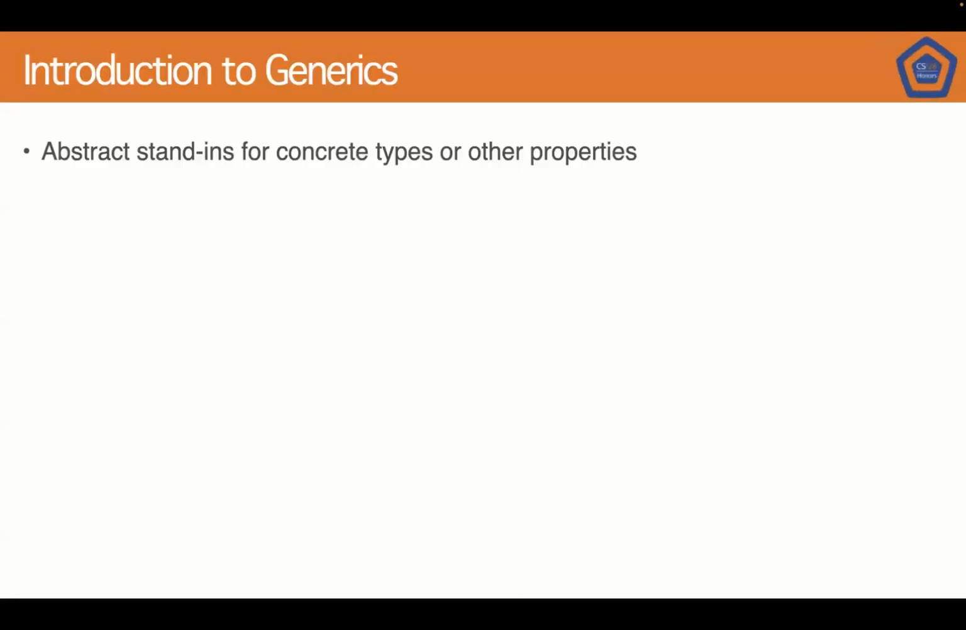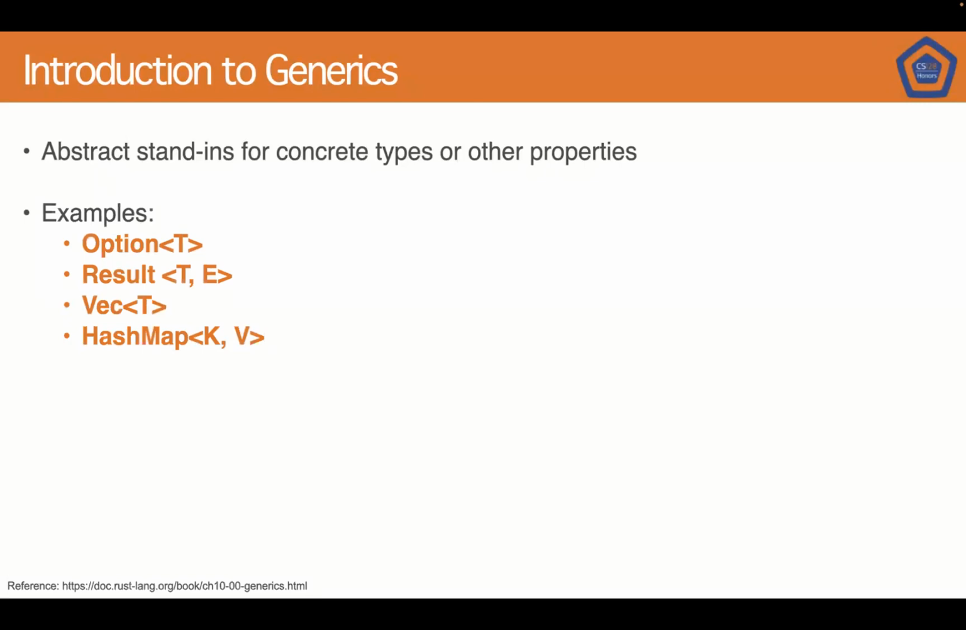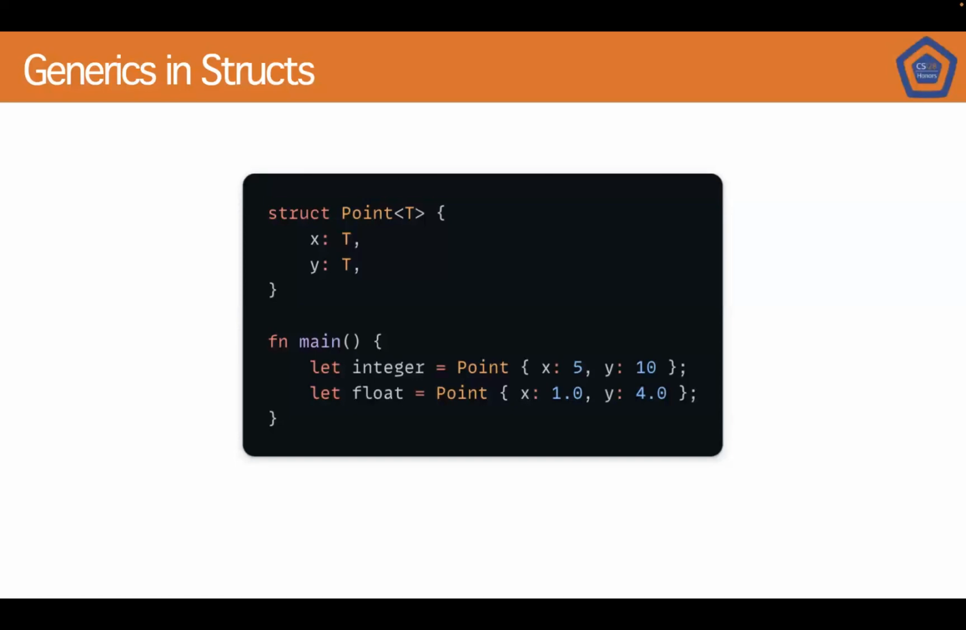So generics. Every programming language has tools for effectively handling duplication of concepts. In Rust, one of those tools is generics, which are abstract stand-ins for concrete types like strings or integers. We've already seen many examples of generics. Everything between the angle brackets in these examples are generics, and they indicate that these data types can hold data of some generic type instead of some concrete type like integers or strings. So let's look at some examples that'll hopefully make this more clear.